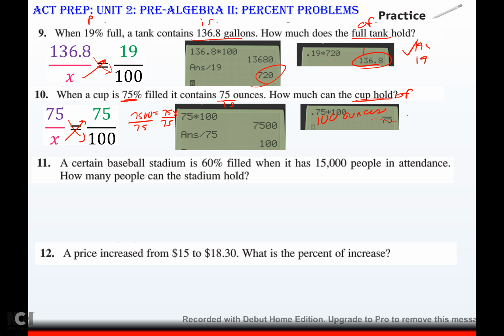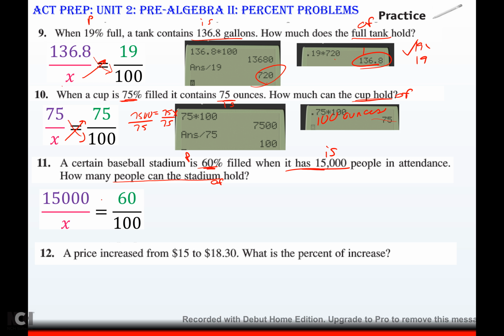11. A certain baseball stadium is 60% filled when it has 15,000 people in attendance. How many people can the stadium hold? They're saying that 60% is 15,000 people. So that's your is, that's your p, and again, the total is your of. So if I set that up, I have is over of equals p over 100.